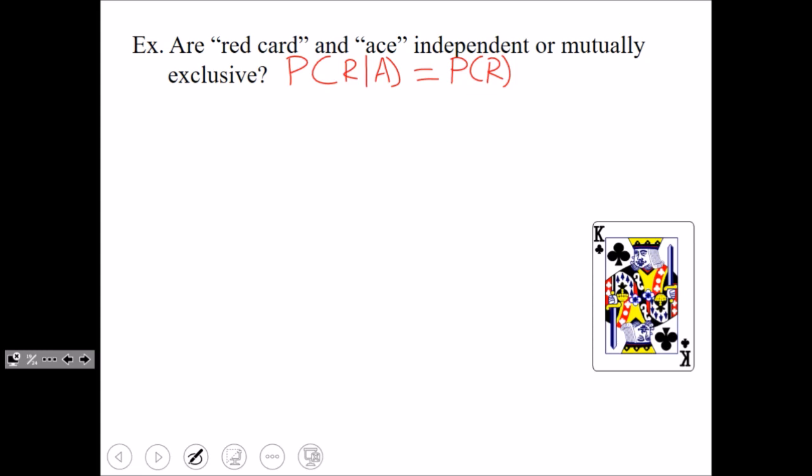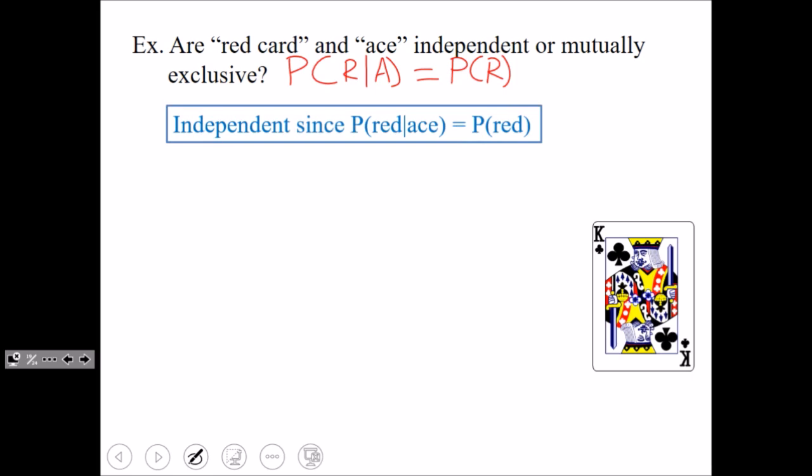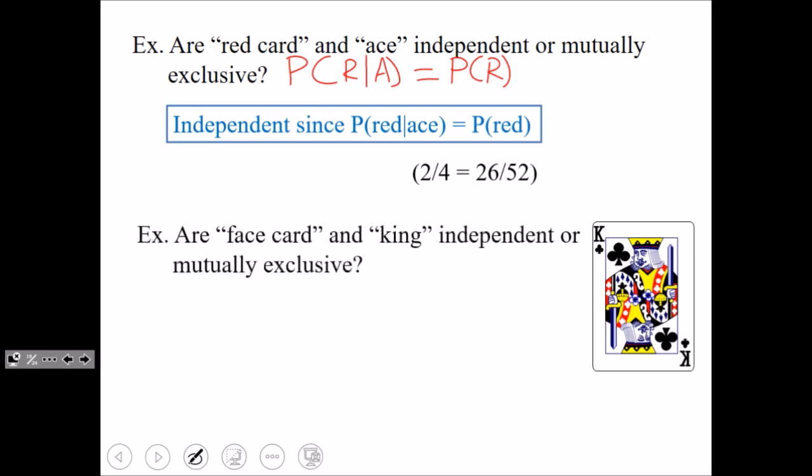We solved this before. Probability of getting red given it was an ace. So that's how we're going to check it. We're going to test for independence. Red given an ace was 2 out of 4. 2 of the aces are red. Chance of getting a red card overall, again, 1/2. Half the cards are red, or 26 out of 52. If I simplify these, I get 1/2 equals 1/2. Those are the same. So they are independent.